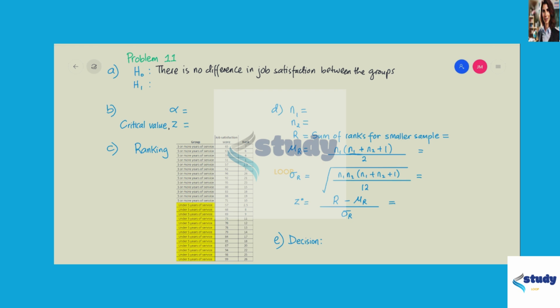Next, we state the alternative hypothesis, which is that there is a difference in job satisfaction between the groups. So those are the two hypotheses for this test.